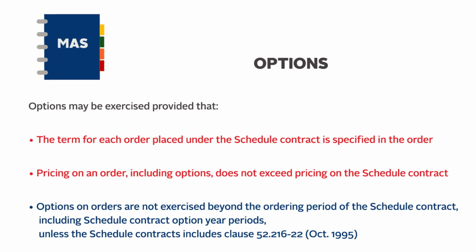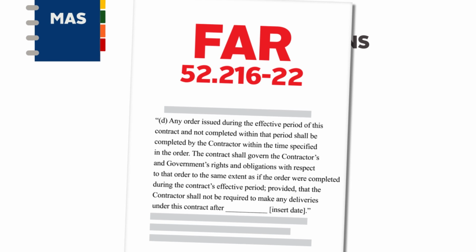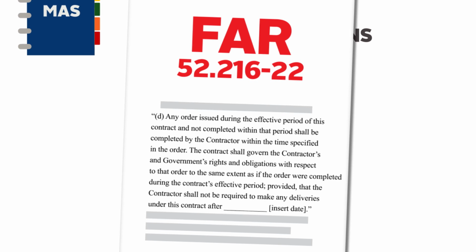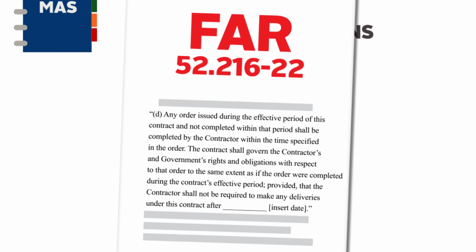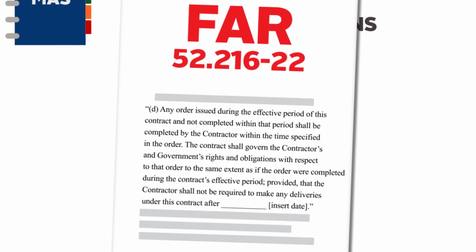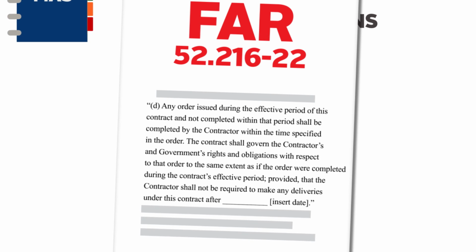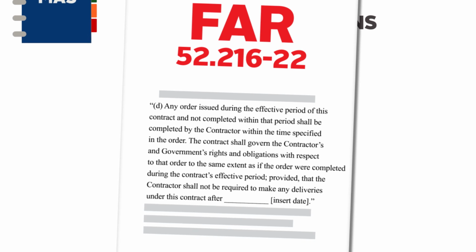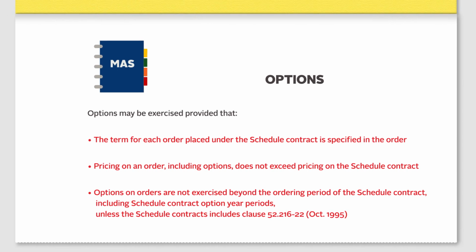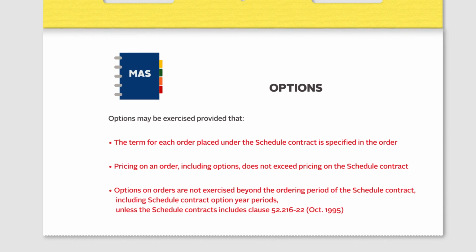Before placing an order, it is advisable to verify that the schedule contract has FAR 52.216-22 to allow for the exercise of options on orders beyond the contract period. However, no orders or options on orders may extend more than 60 months after the expiration of the schedule contract. For exercising order options, simply follow FAR 17.207 like you would for any other contractual option.